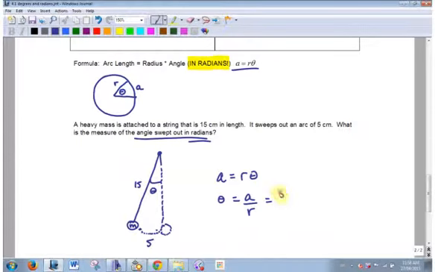Arc length is 5. Radius is 15, which is 1/3 radians. Or 1/3 of a radian, I guess. Sounds better, right?